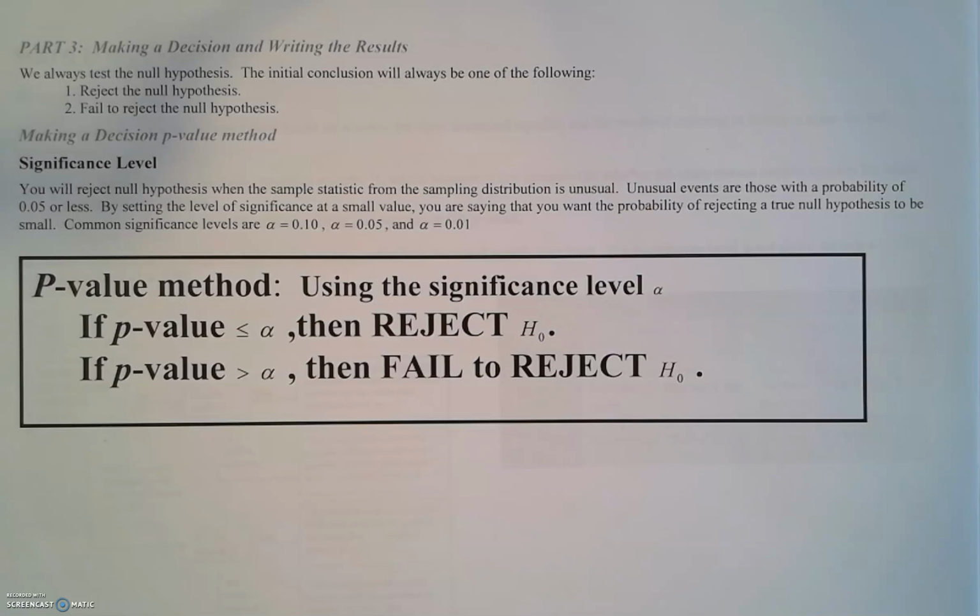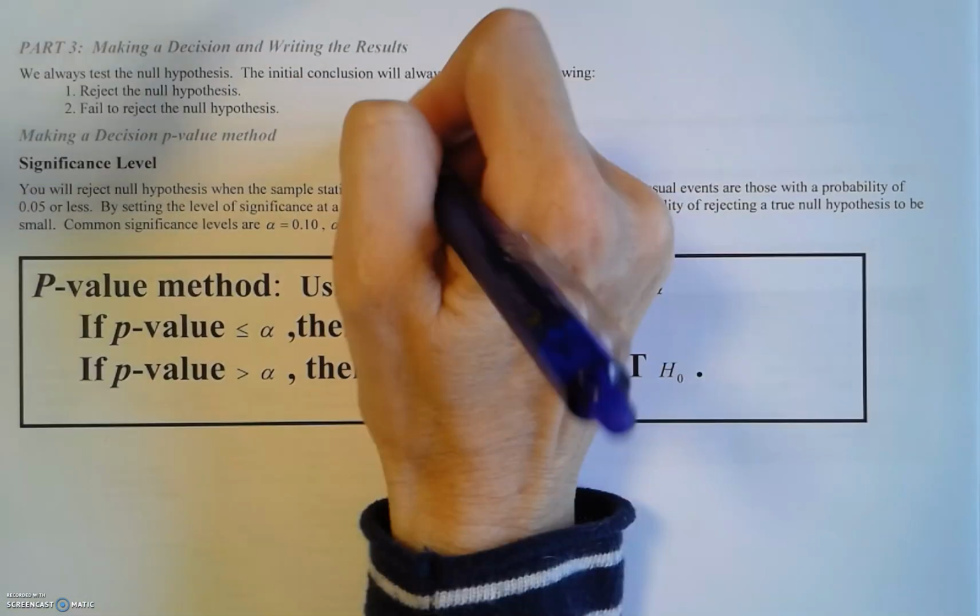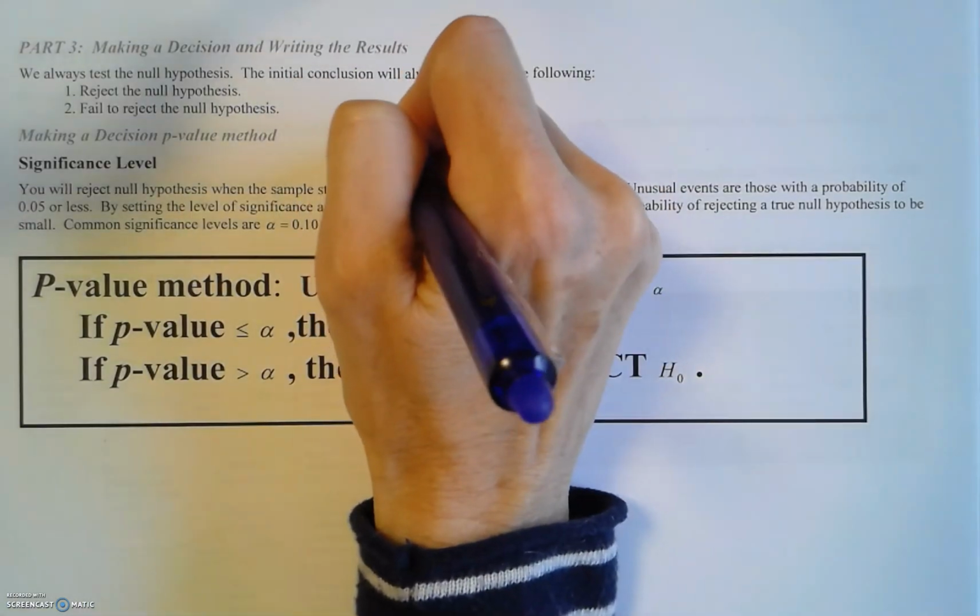Welcome to making a decision using the p-value method. When we test the null hypothesis, the initial conclusion will always be one of the following. We'll either reject the null hypothesis or fail to reject the null hypothesis. So, our rejection criteria.